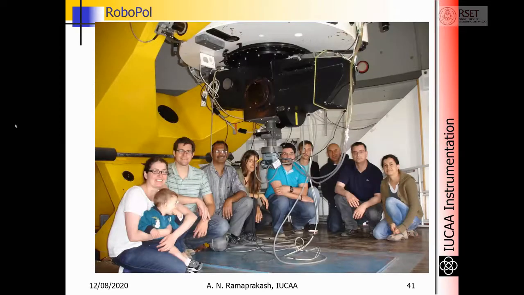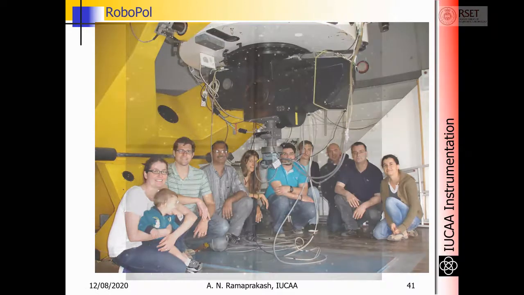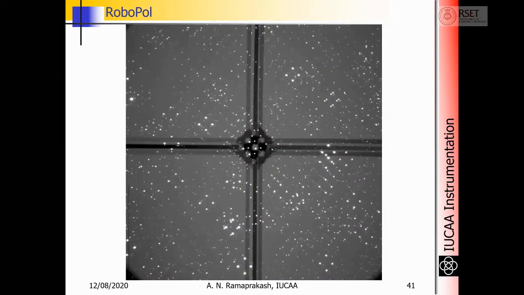This is called RoboPol. It's a robotic polarimeter which was commissioned on a telescope in Greece about 7 years ago, and has since then been operational and extremely successful. And like all polarization measurements, polarization being a vector, each star is divided into 4 objects here. And then from the 4 images of the star, you will get the polarization information.